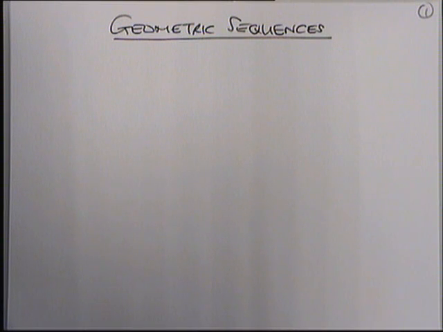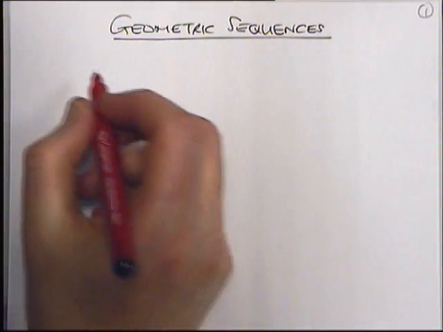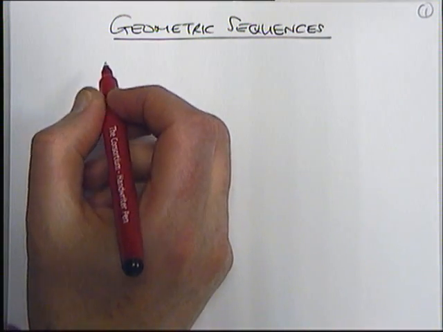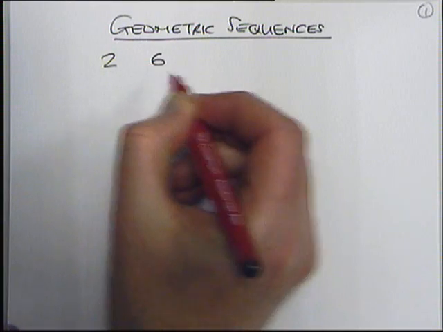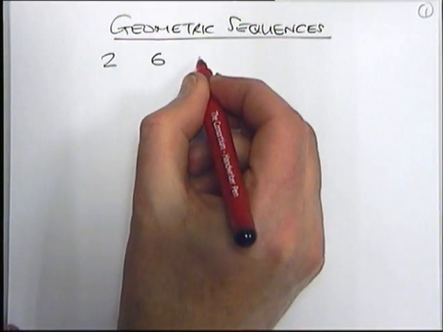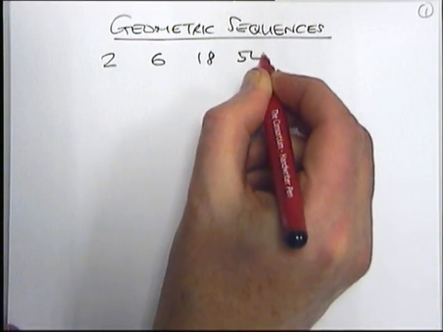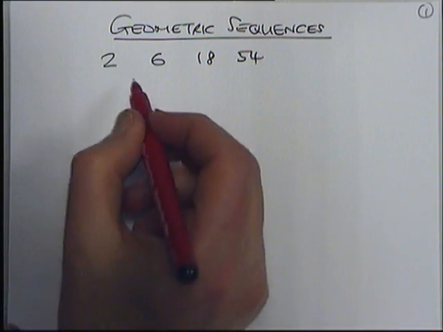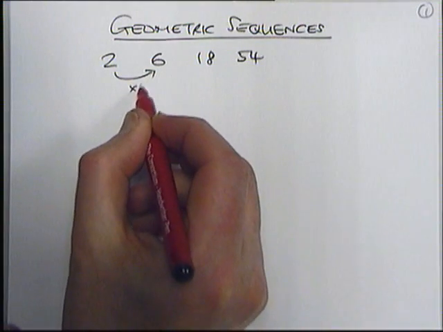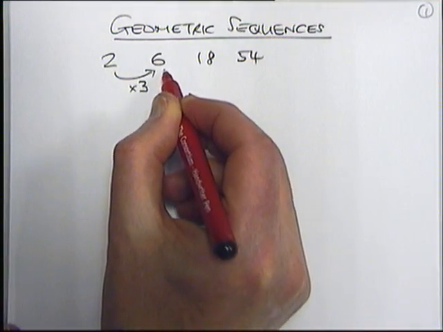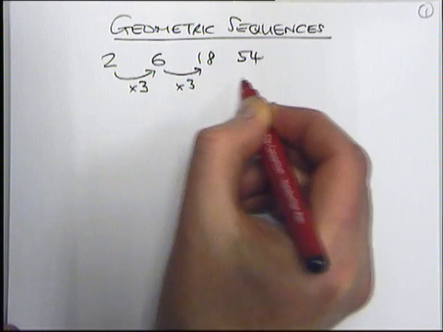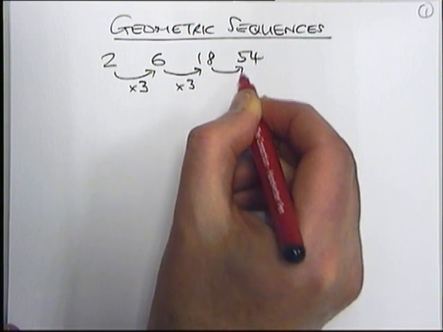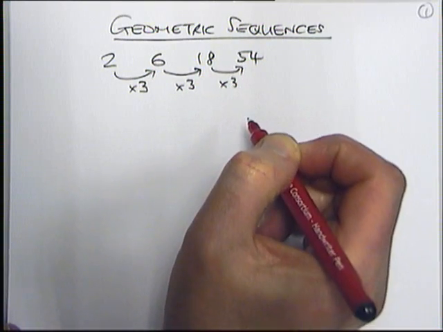In this video we're going to look at geometric sequences. So the first thing we need to know is what a geometric sequence looks like. This pattern of numbers 2, 6, 18, 54, if you look at it you can probably work out what's going on. To get from the 2 to the 6 you times by 3, to get from the 6 to the 18 you times by 3, and to get from the 18 to the 54 you times by 3.